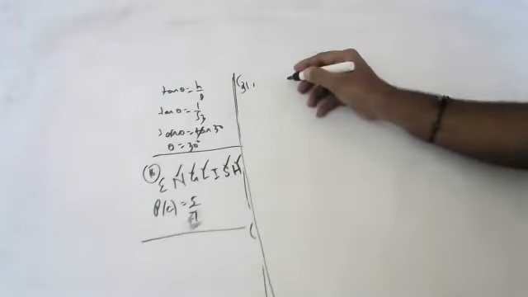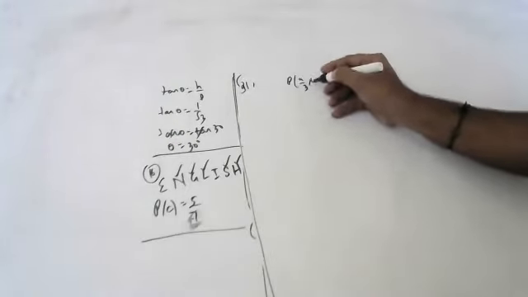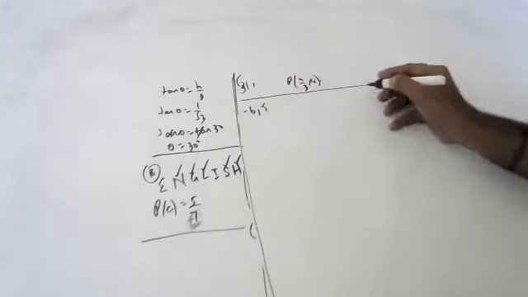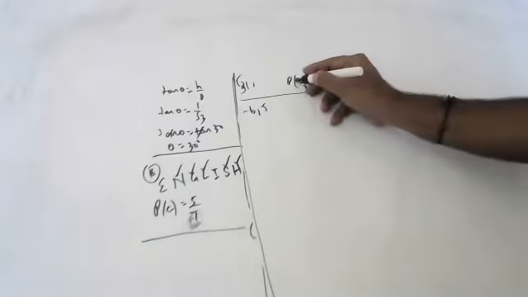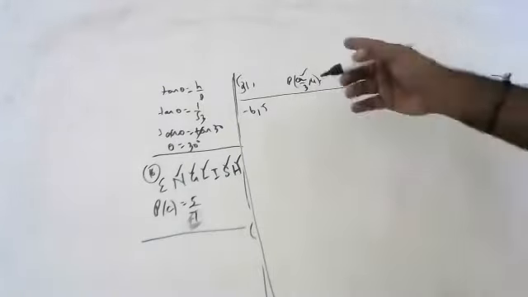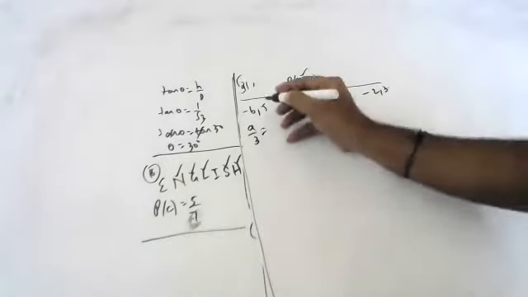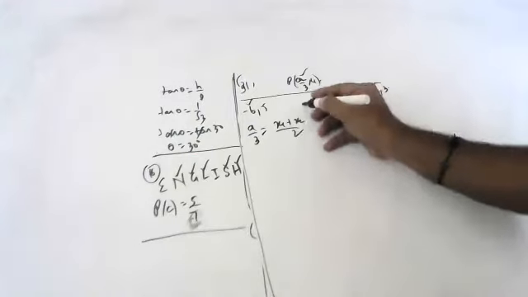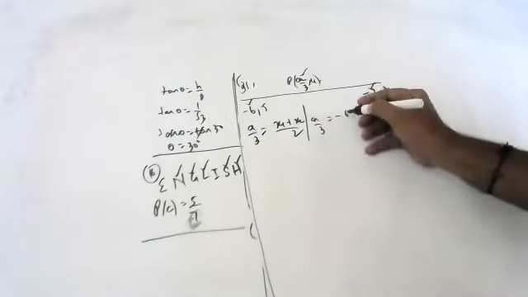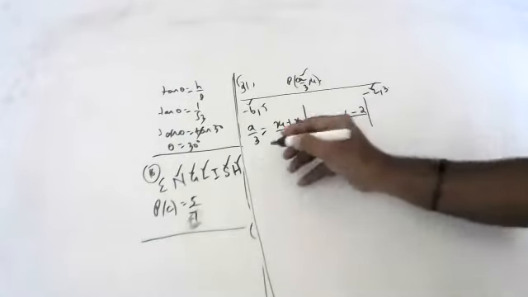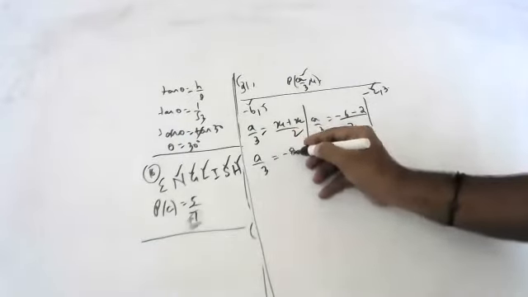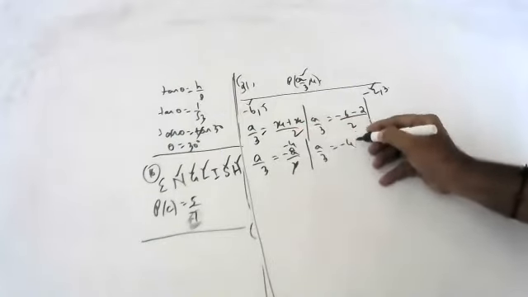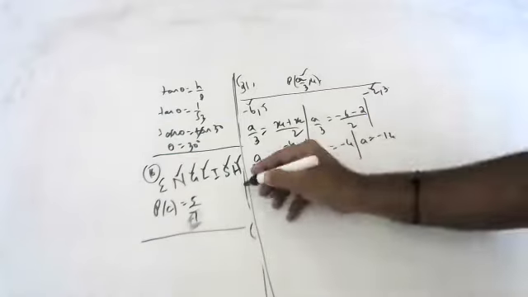21st question, children. P of a by 3 comma 4 is the midpoint of minus 6 comma 5 and minus 2 comma 3. What is the value of a? It is the midpoint, he said. So a by 3 is equal to minus 6 minus 2 by 2, that is x1 plus x2 by 2. a by 3 is equal to minus 8 by 2, minus 4. a is equal to minus 12.